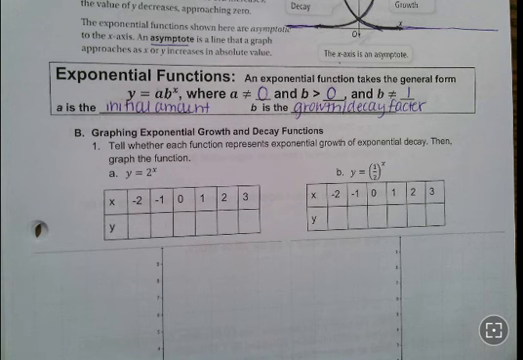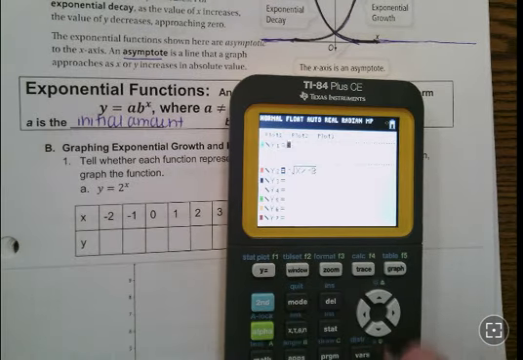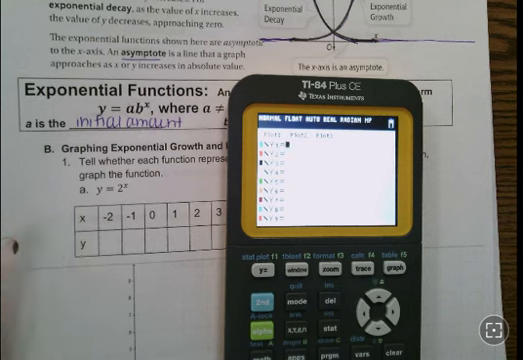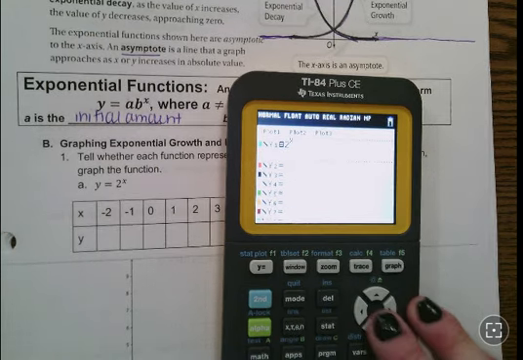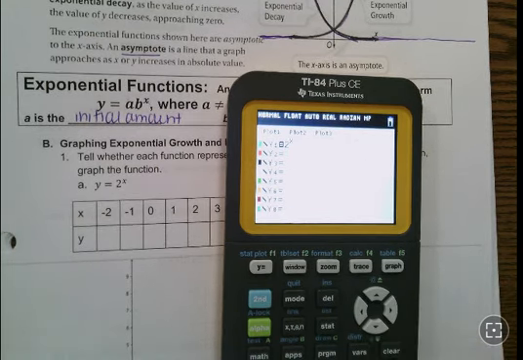Okay? So the first thing we're going to talk about is graphing exponential functions, and we've got this handy-dandy graphing calculator here, so we're going to use it. So we go to y equals, clear out whatever you got in there, and you've got 2 to the power of x. Okay, that's what we're going to graph first.